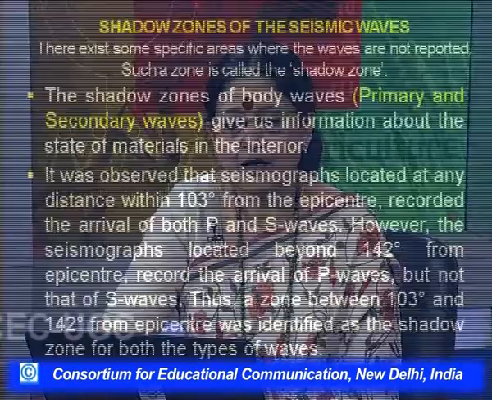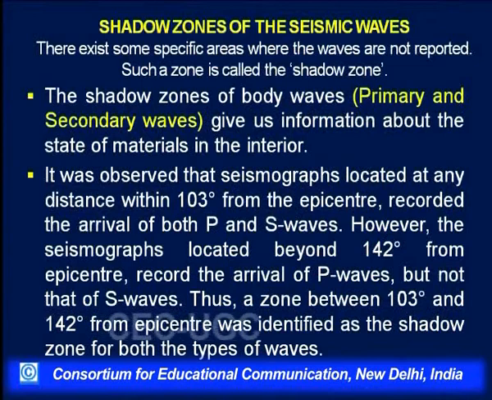That means there are no fixed shadow zones over the earth, rather it is subject to the location of the focus of the earthquake. So we have these shadow zones of body waves. Both the body waves, that is primary and secondary waves, have their own shadow zones, and these shadow zones give us direct information about the materials in the interior of the earth.